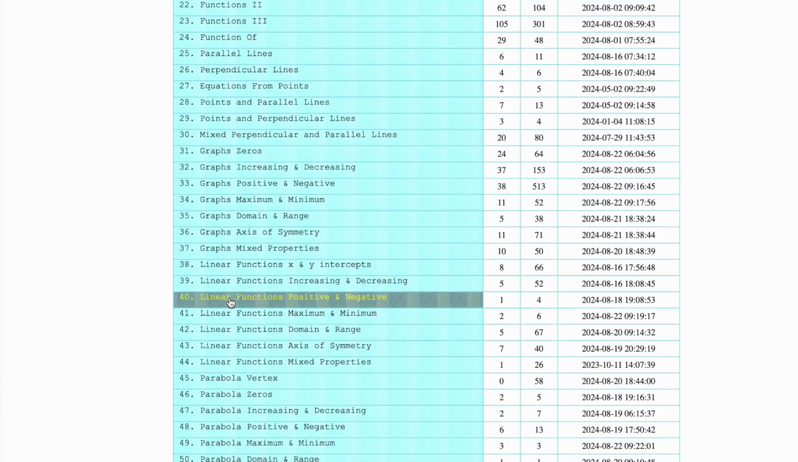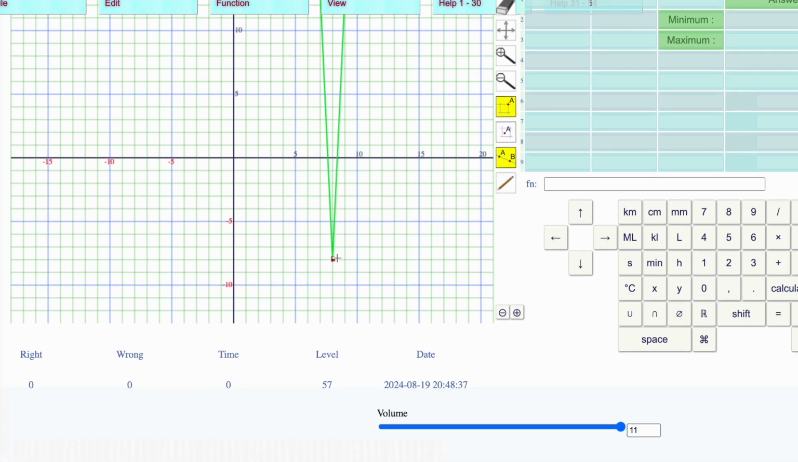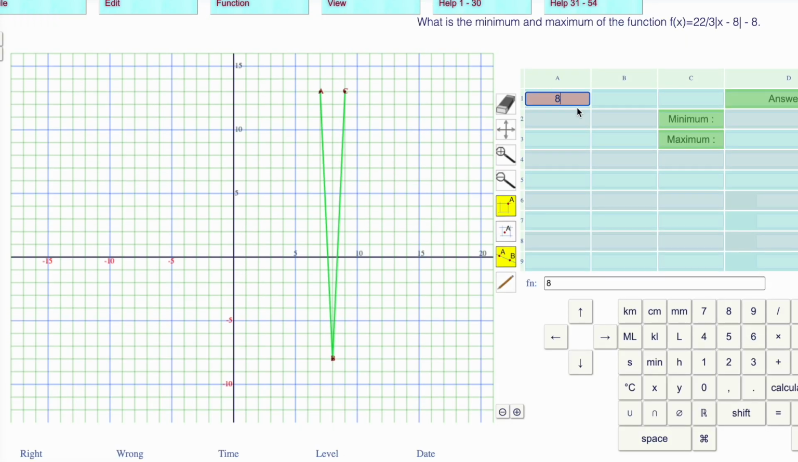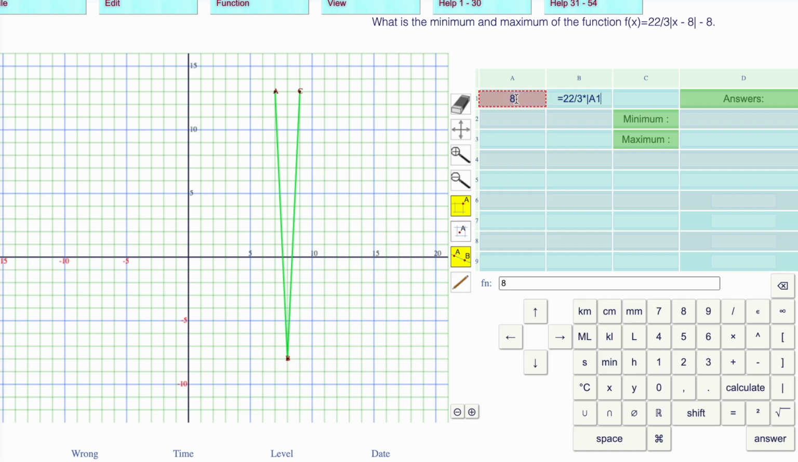Absolute value, maximum and minimum. Same sort of thing. We're looking for the vertex, which is positive 8, negative 8 here. It is opening up, so it's just going to keep going up and up and up. Let me get the exact values. X is positive 8. The y value is 22 divided by 3 times the absolute value of x minus 8, which gives us 0. The absolute value of 0 is 0. Take away 8 gives us negative 8.